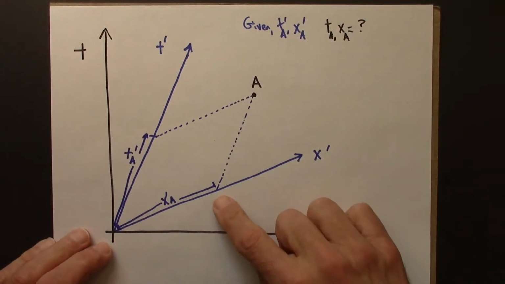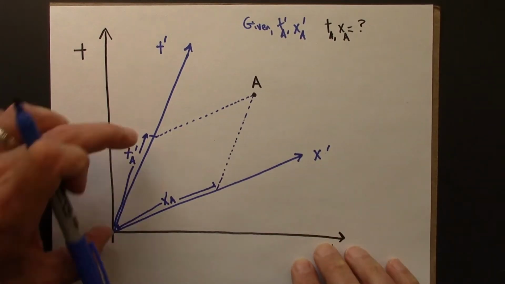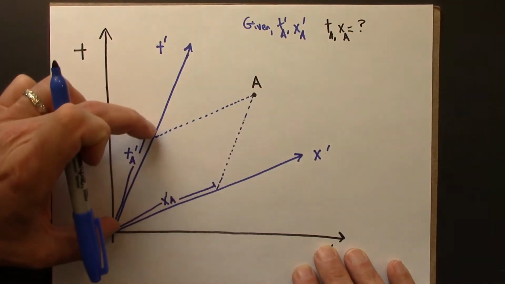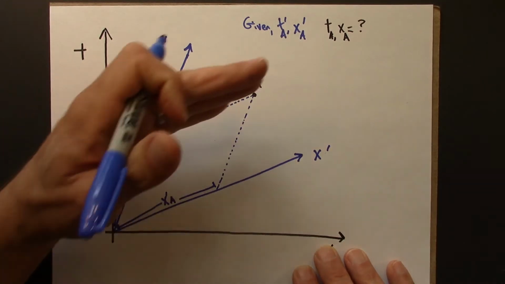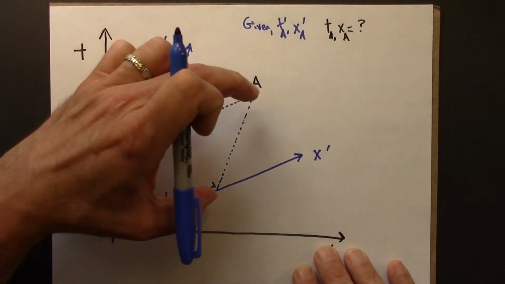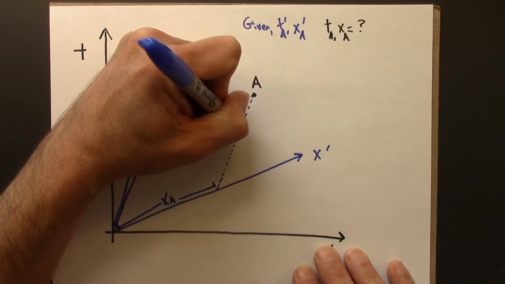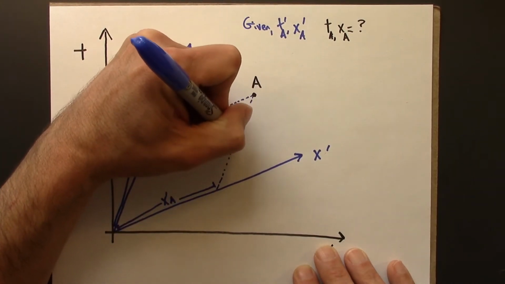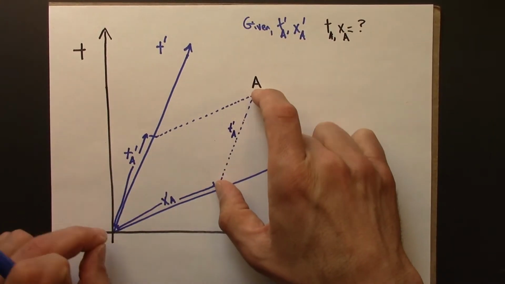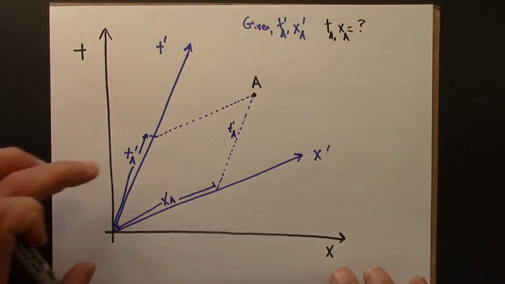All right, so let's focus on x for the time being. But actually first, let me note that this length and this length are the same, right? Because this is a parallelogram, it's parallel, parallel. So this is t prime A, this is also t prime A. And I won't draw the arrow here because this is starting to get pretty messy and cluttered. All right.